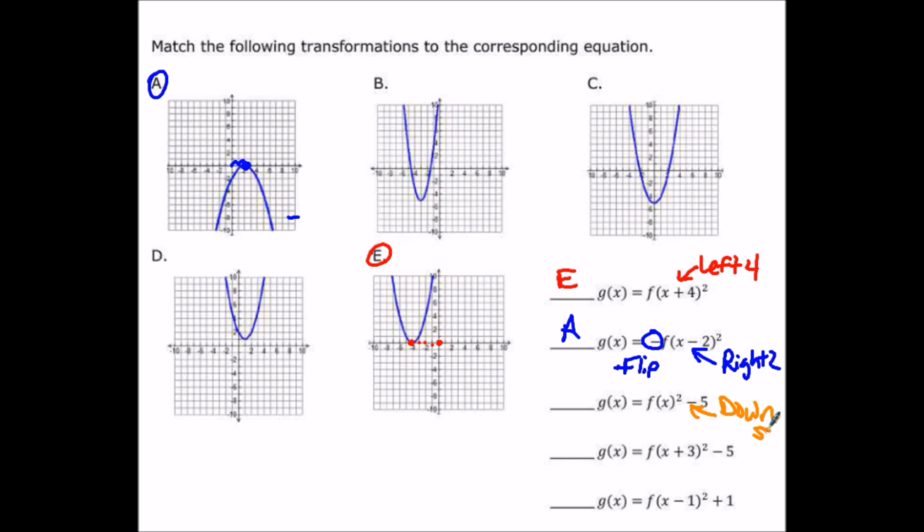Which one's going down 5? Here, oh, this one went down and moved over. We didn't say move over. We just said go down. C goes down 1, 2, 3, 4. Bam! There it is. That's the graph that moved exactly down 5.